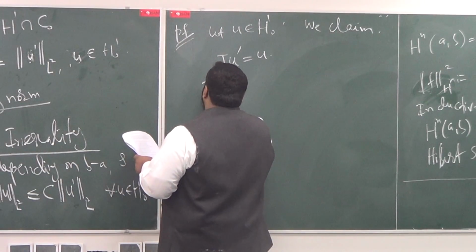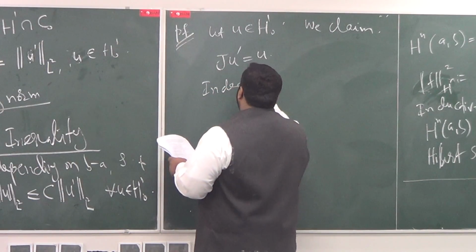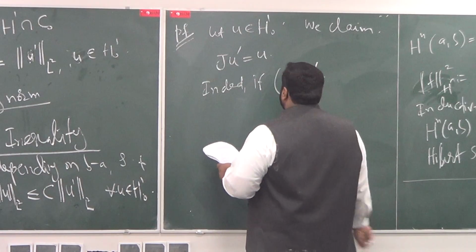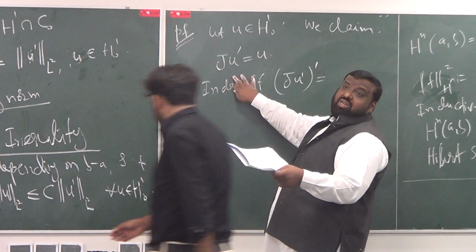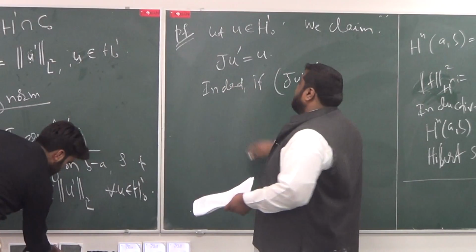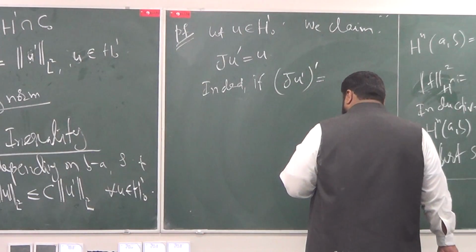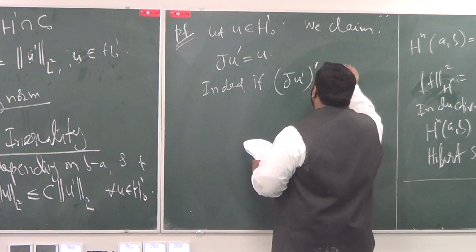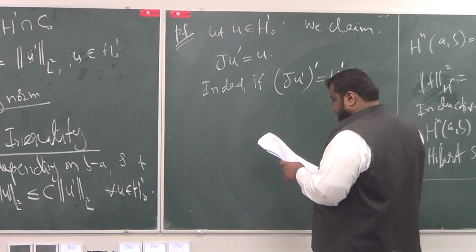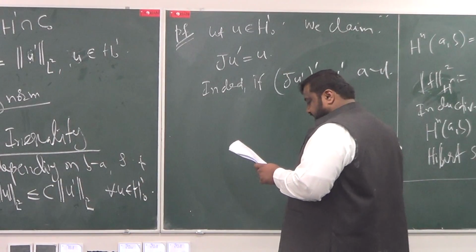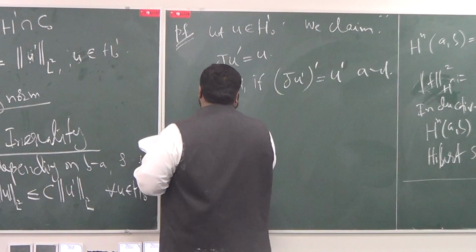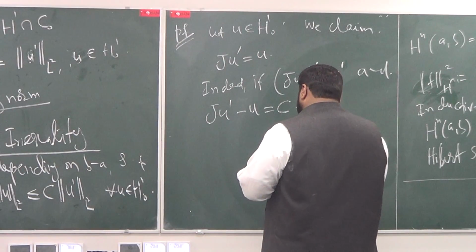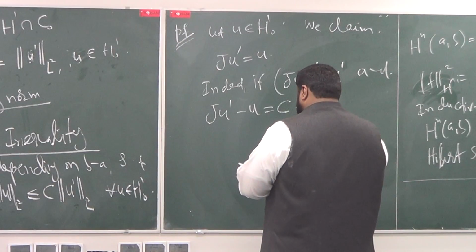So here's the thing. Indeed, if this is true, I'm not saying this is true actually, I'm saying this must make sense. So indeed, the weak derivative of the integral gives you u prime actually, and u prime minus u is a constant. Here we have used corollary 10.6.